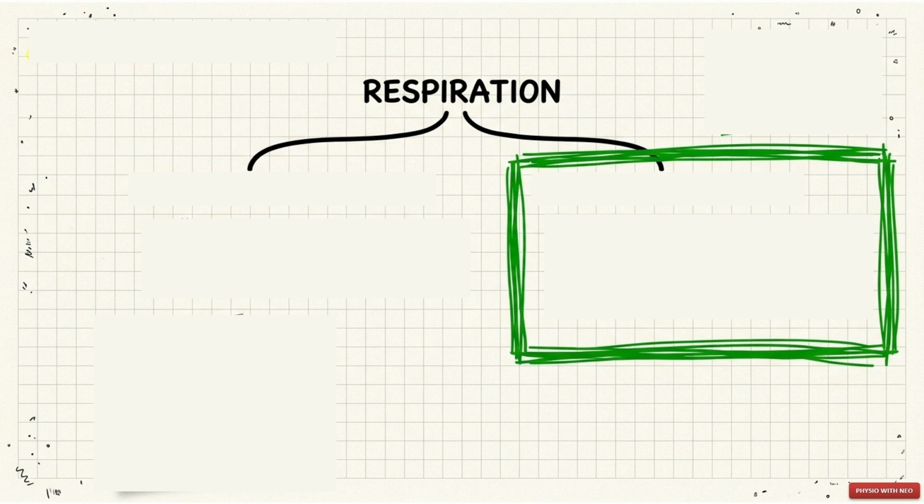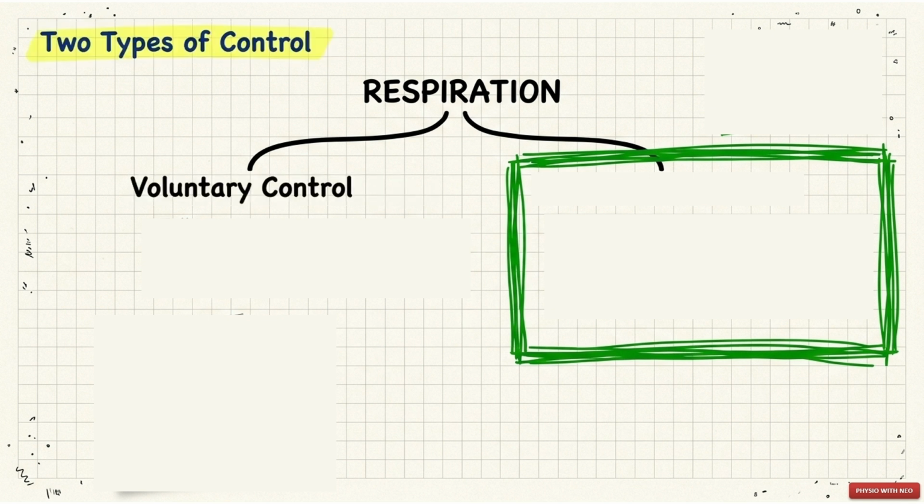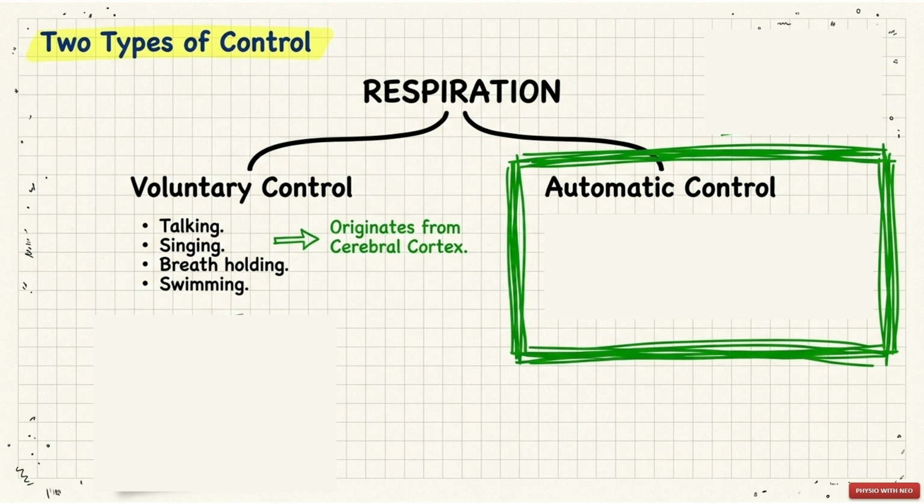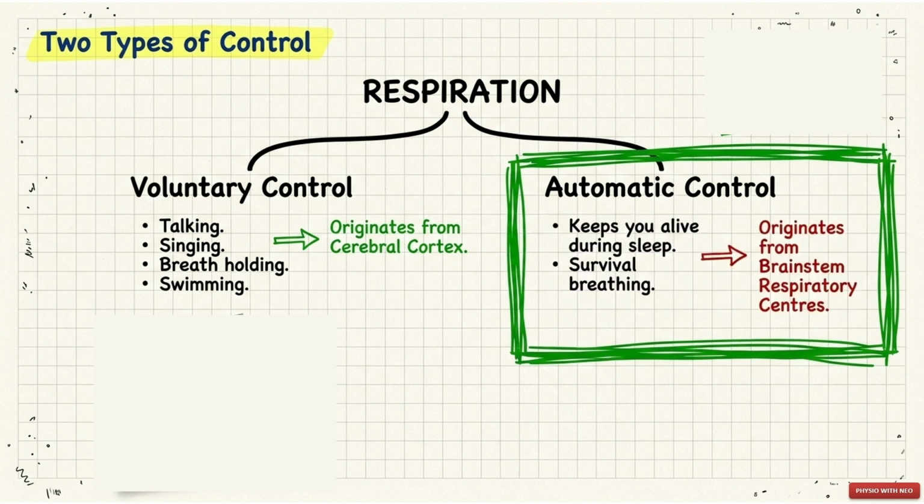Respiration shows 2 types of control. First one is voluntary control, the other one is automatic control. Voluntary control originates from the cerebral cortex, and it helps in talking, singing, breath holding and swimming. Whereas automatic control originates from the brainstem, that is the respiratory centers. It keeps you alive during sleep and is important for survival breathing. We are going to study this.